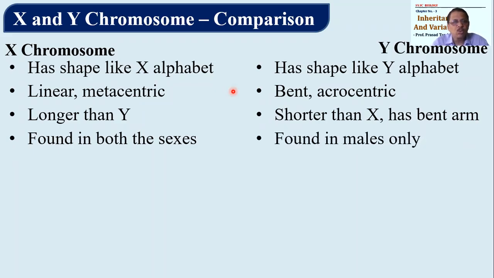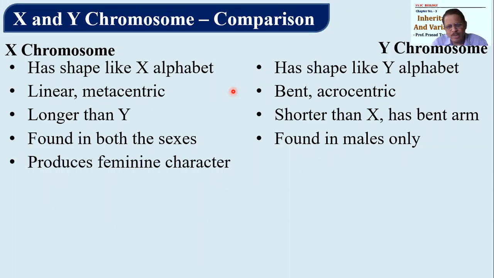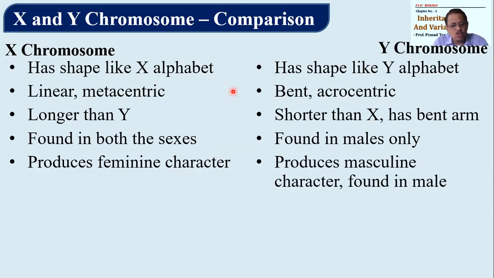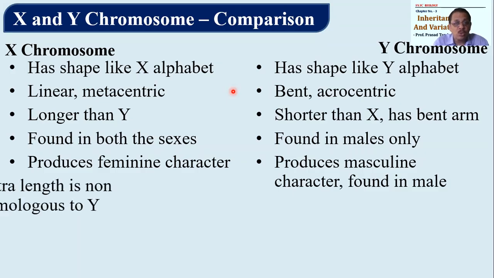Okay, but Y chromosome is purely found in males only. That's why it is also called Holandric chromosome, wholly masculine. Masculine का मतलब male वाला chromosome and feminine means female वाला chromosome. So X chromosome is responsible for producing feminine characters. Y chromosome is responsible for producing masculine characters found in males only, and that's why it is called Holandric chromosome.